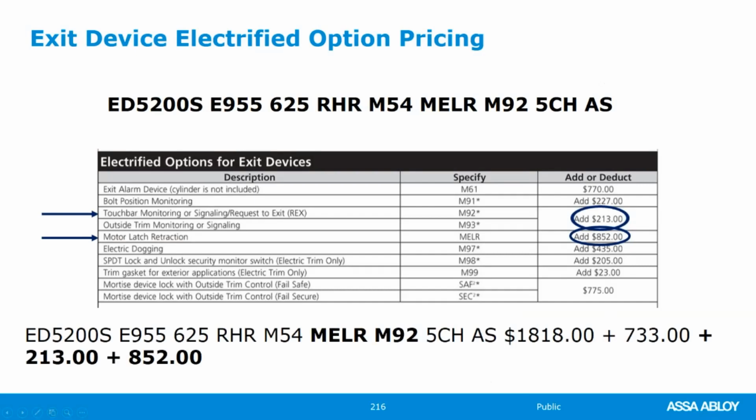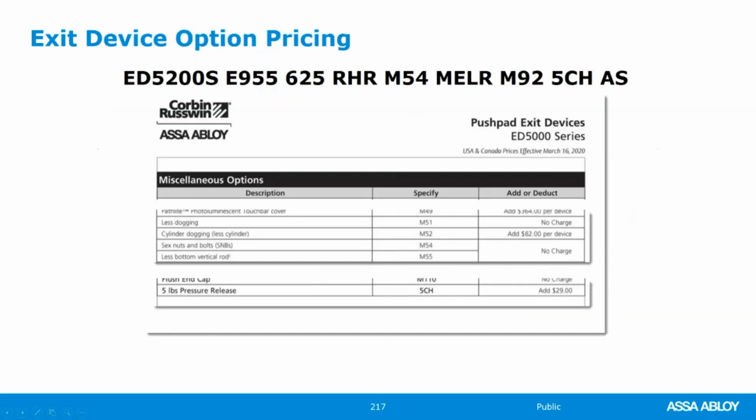Now we need to find the mechanical options and the cylinder. We are on page 299. Our through bolts M54 are no charge when ordered with the device. If you do not order them with the device, then you have to pay for them. Our 5-pound pressure release is $29 for that option.